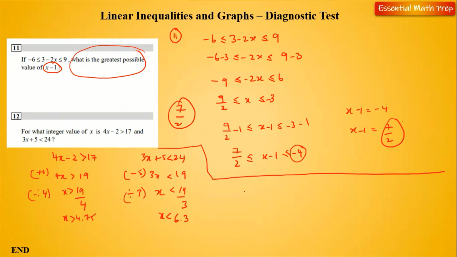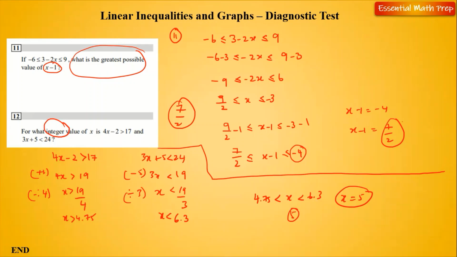So x can have 4.75 less than x less than 6.3. So x can have integers, which means there's only one integer left between 4.75 and 6.3, right? That's 5. So x equals 5. Keep in mind the question is asking for an integer value. So x is 5.